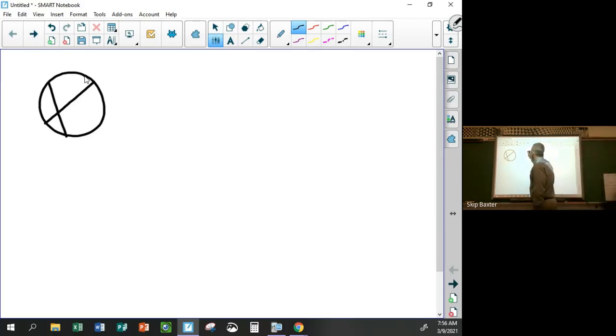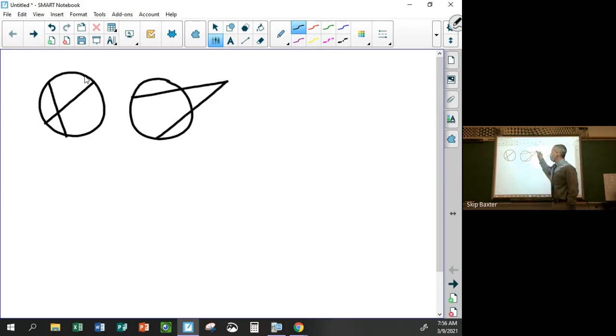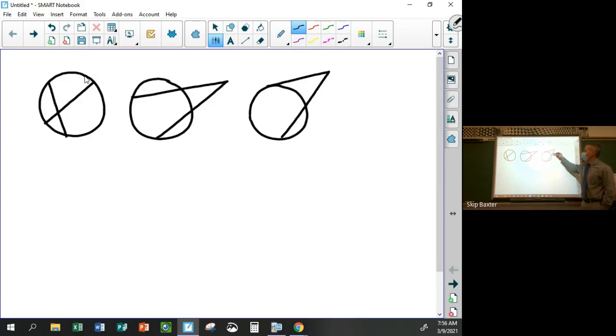Then we did another formula that related to combinations of secants and tangents. So if you have two secants, remember the formula is the whole secant times just the outside part equals this whole secant times just the outside part. And if you have a secant and a tangent, like this, the formula is the whole secant times the outside part equals the tangent squared. Okay? So that's what we did there.